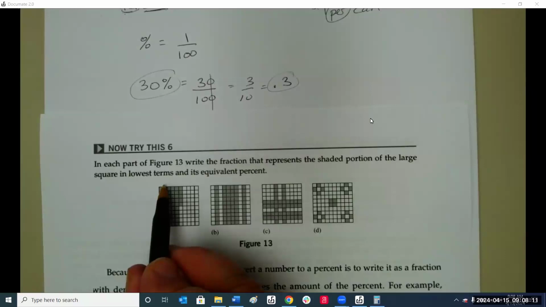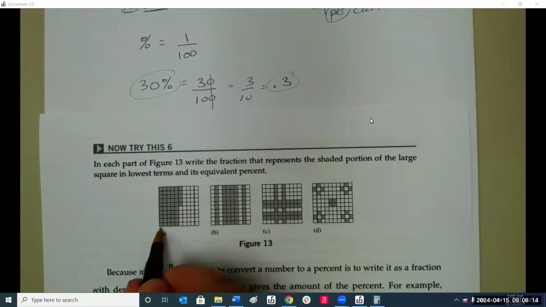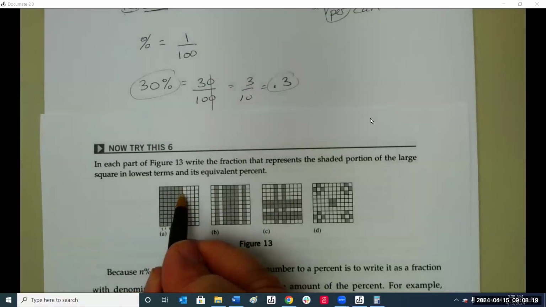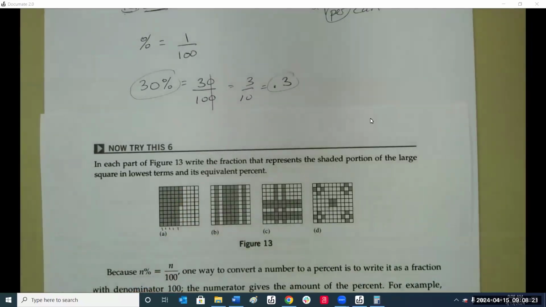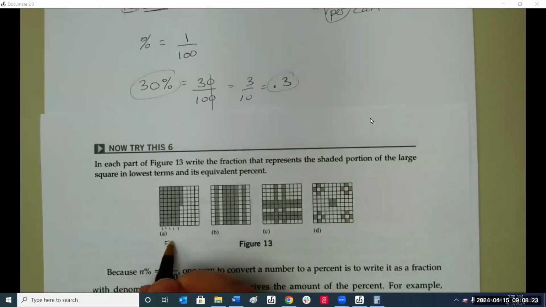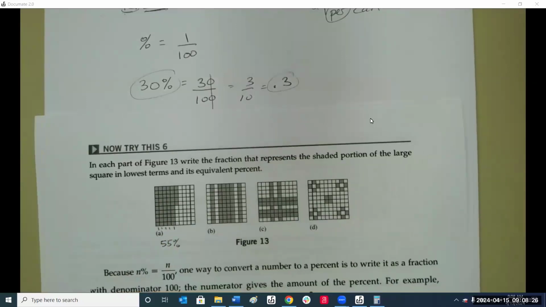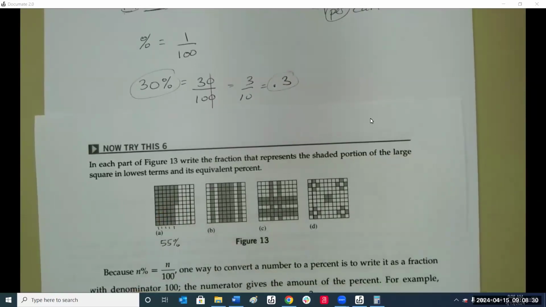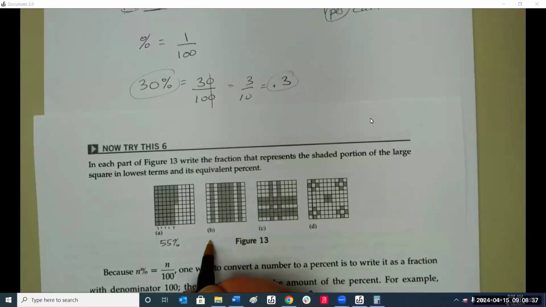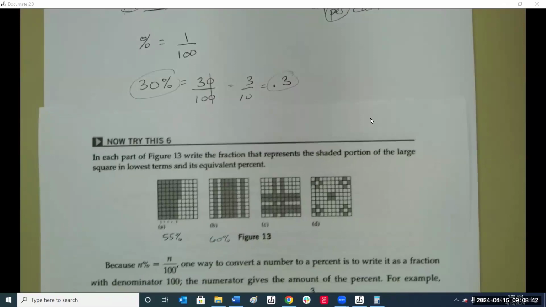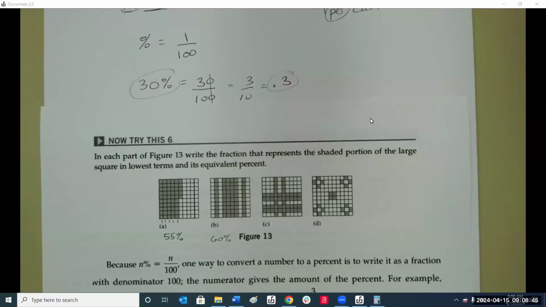Now each row is 10. So it's 1, 2, 3, 4, 5. 1, 2, 3, 4, 5. So that one is 55% shaded, because out of the 100, 55 of them are shaded. How about the next one? Yep, because there's 6 columns completely shaded. How about the next one?